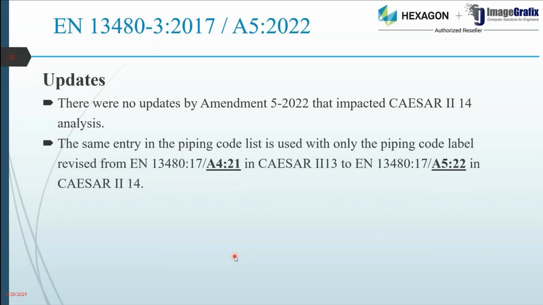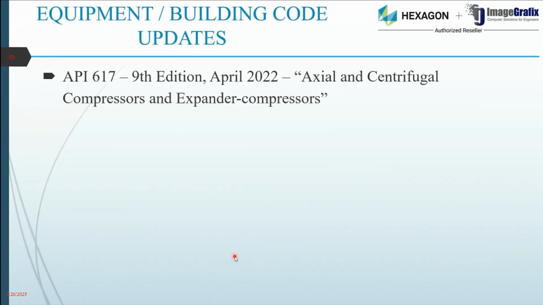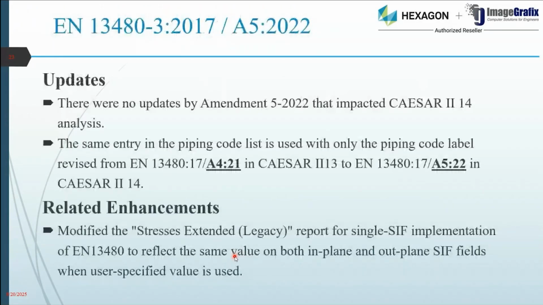The same entry in the piping code list is used, with only the piping code label changing, such as A5 2022 or from A4 2021. The extended legacy report has been slightly modified for single SIF implementation of EN 13480 to reflect the same value in both in-plane and out-of-plane SIF fields when user specified values are used. So these are some of our pipe stress analysis codes. But apart from these, there are some other codes also used in Caesar which have also been updated.